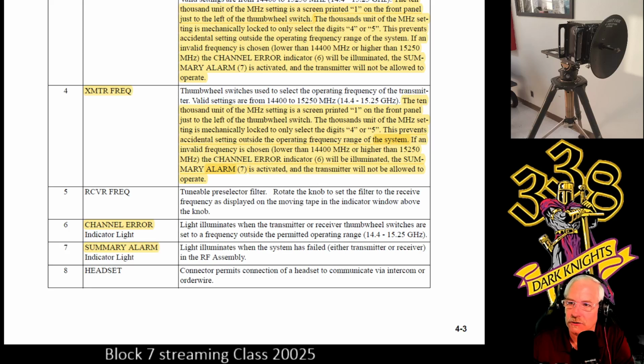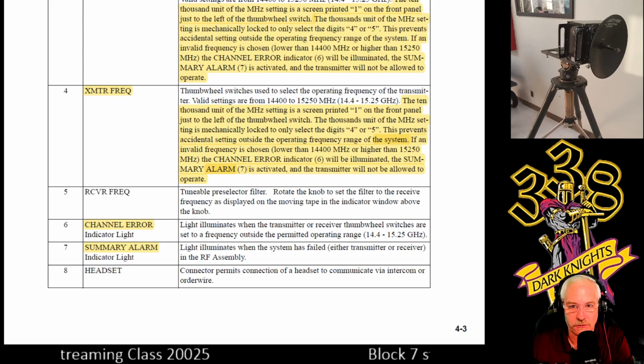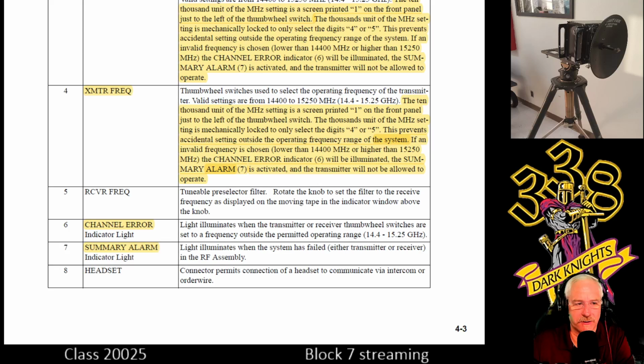Now, I highlighted the channel error light because when you get out there setting up your TISR and you've got that light on there and you can't make communications, that's a troubleshooting thing for you. Same with the summary alarm. Something's happened between the RF and baseband assembly, or literally the RF assembly.